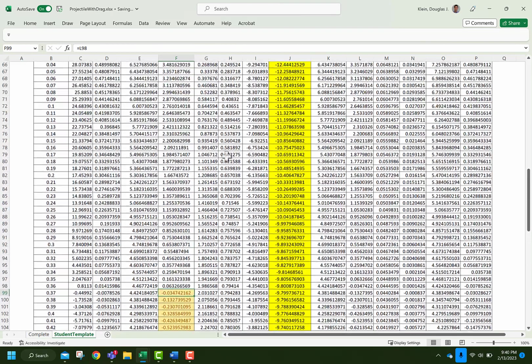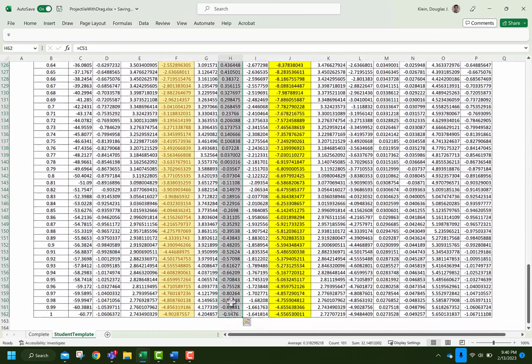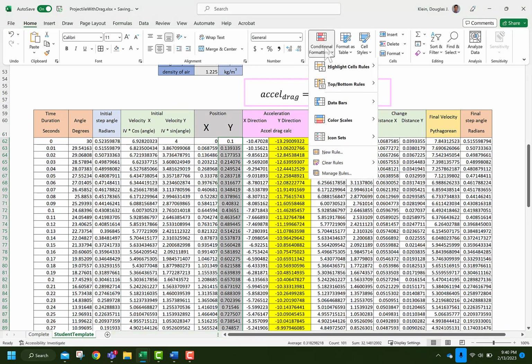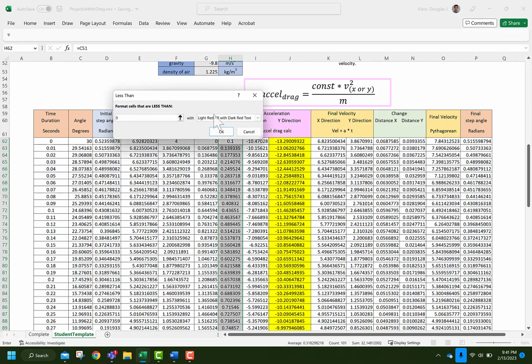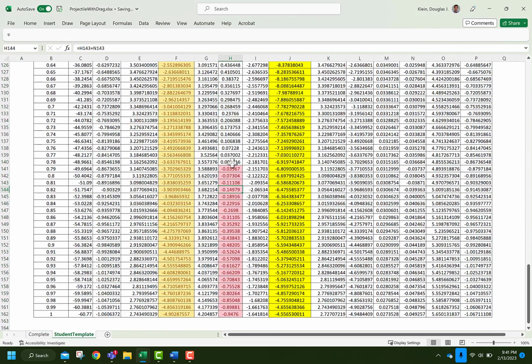The other conditional format I want to put in here is on the Y position. And what I'm going to do here is do the exact same thing. I'm going to go into home. I'm going to do a conditional formatting less than 0. In this situation, I'm going to make it red. And what's going on there is it's showing me when it hits the ground. So this is going to hit the ground between 0.78 and 0.79.